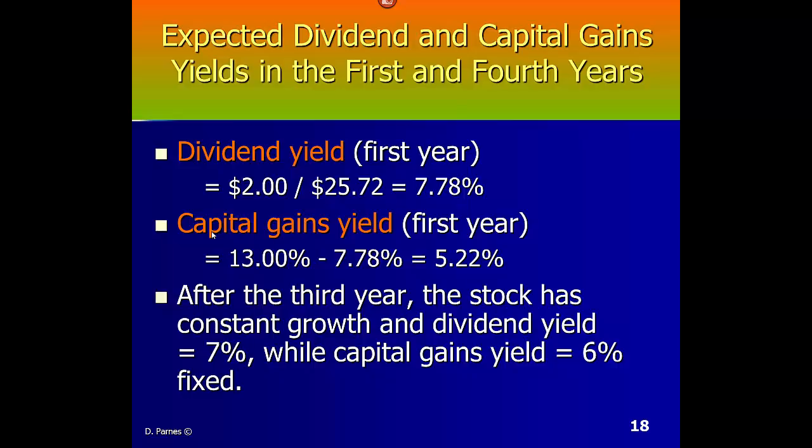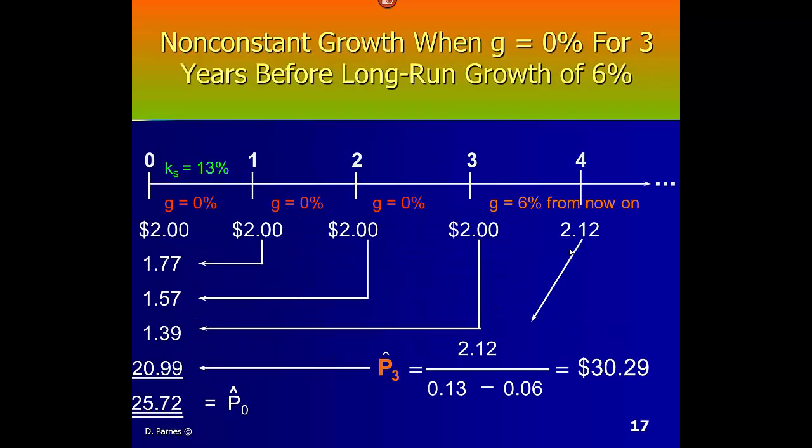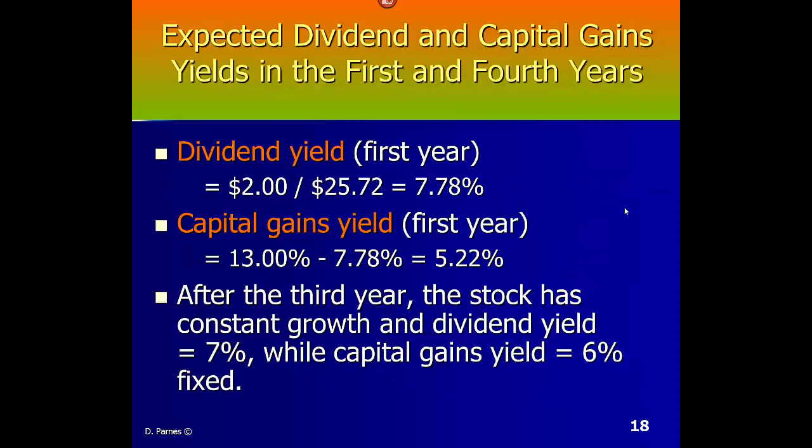A second source of income is the capital gains yield, which is the complement to KS. Both of them have to match KS, the required rate of return on the stock. So KS 13% minus the dividend yield from the first year will give you 5.22%. Once again, you should not expect to see capital gains yield equal to G, simply because there is no one single G. There are two different G's here. There is the first growth rate of 0 for the first 3 years and 6% thereafter. So not surprisingly, this is not equal to any one of them.